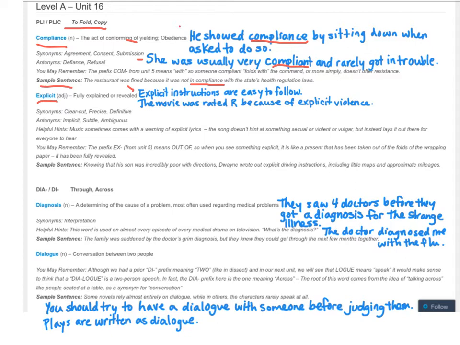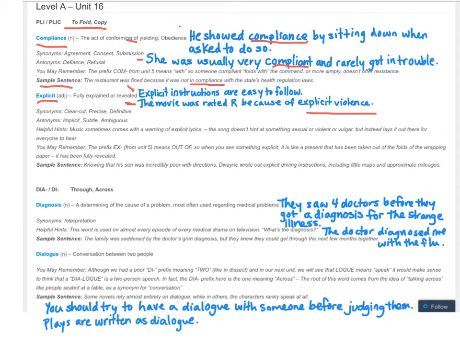The second sense, in the second example I gave you, is the movie was rated R because of explicit violence. So explicit violence would be violence that is fully shown on the screen. Therefore, a movie might be rated R because that violence is not hinted at, it's just fully shown.